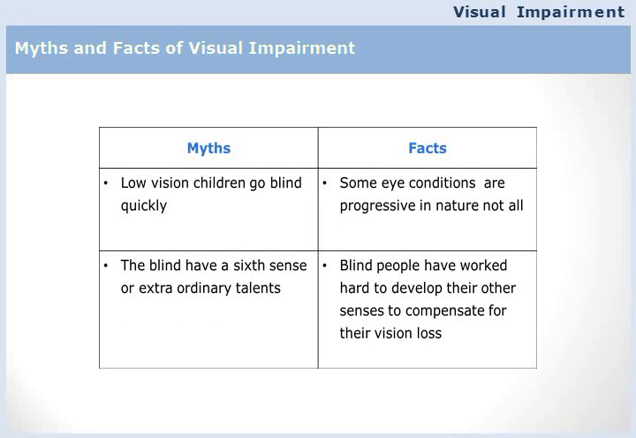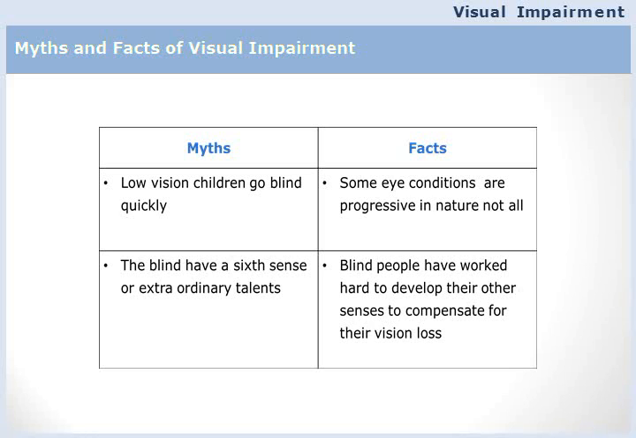Most people believe that those who have low vision will eventually lose their entire vision. But there are only some conditions which are progressive in nature where the vision will deteriorate as time goes by. Many eye conditions are as they are. They will continue to have that residual vision for all their life. So they should be encouraged to use their vision.